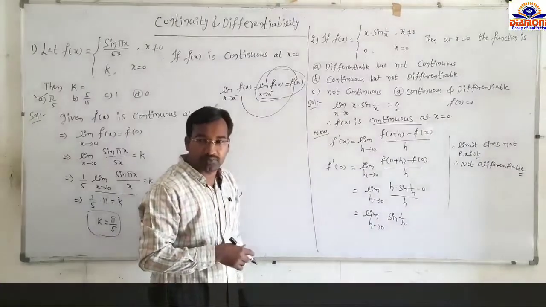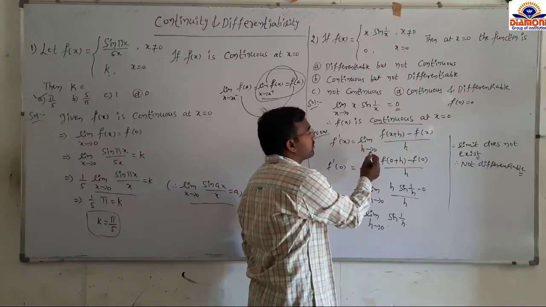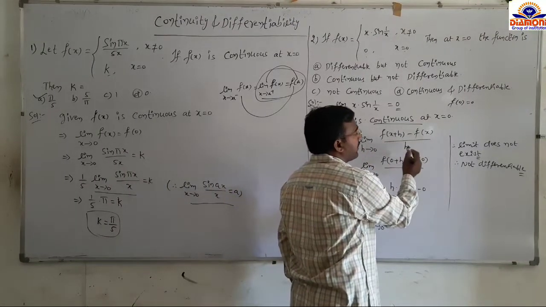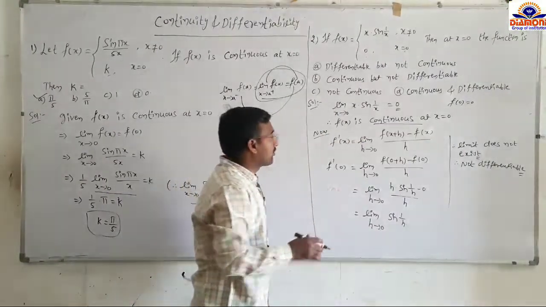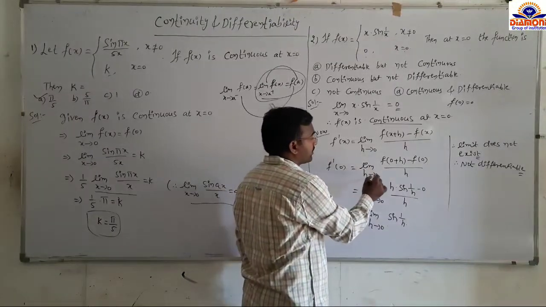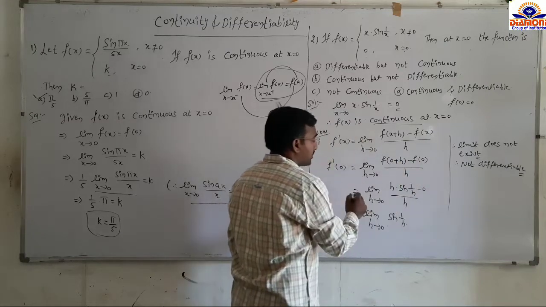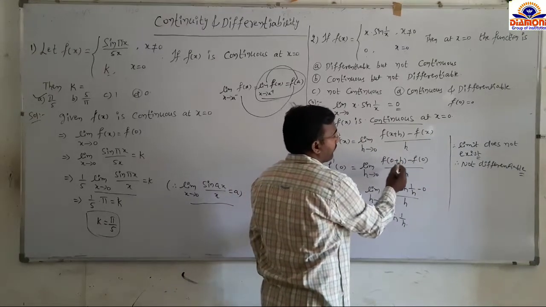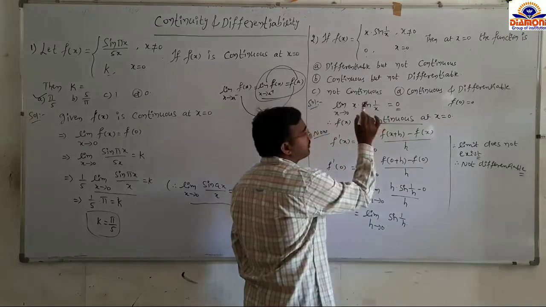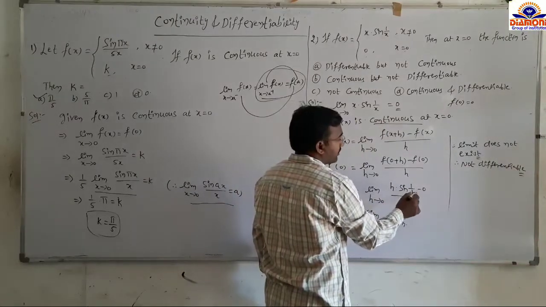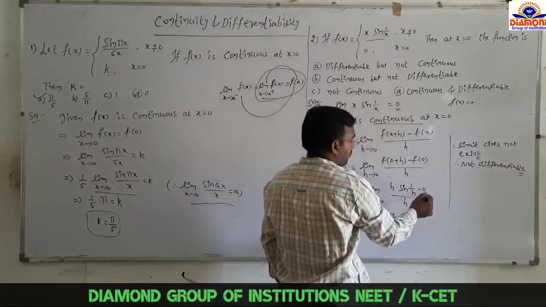Next, verify the differentiability. How to verify differentiability? f dash of x equals the limit as h tends to 0 of f of x plus h minus f of x by h. If this value exists, then it is differentiable. Otherwise not. So f dash of 0 equals the limit as h tends to 0 of f of 0 plus h minus f of 0 by h. This equals the limit of f of h, and f of h is nothing but h into sin 1 by h, x replaced by h. So h into sin 1 by h minus f of 0, which is 0. So 0 by h.